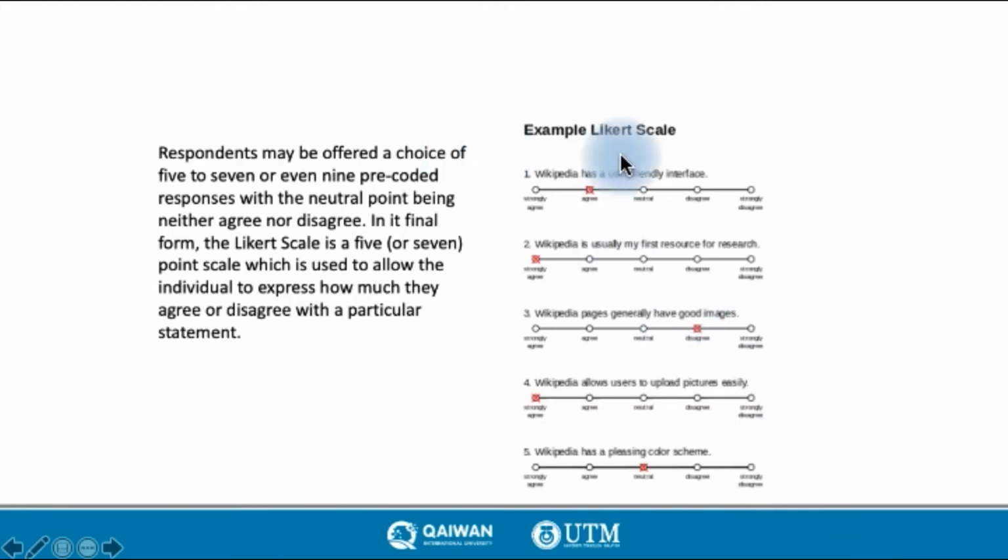Okay, this is the example about the Likert scales. So when these questions come out, this is strongly agree. If he votes here, it means he strongly agrees, or in here he only agrees, or here he is neutral, or here he disagrees, or here is strongly disagree. So this is what we mean by Likert scales. So we can give 1, 2, 3, 4, 5. So this is a 5-point Likert scale.